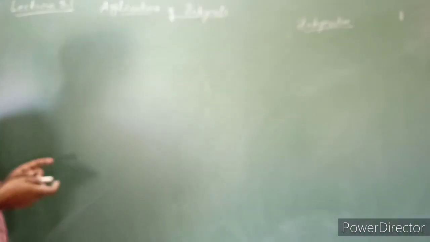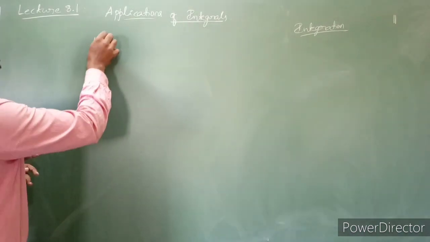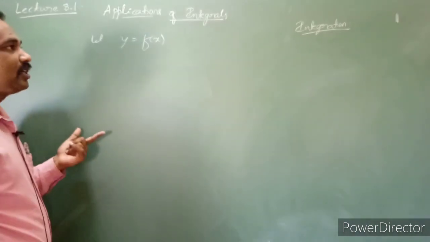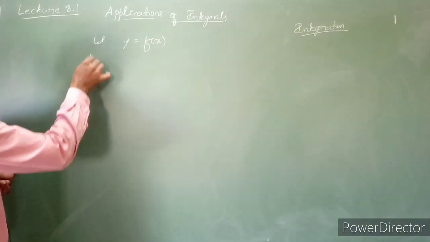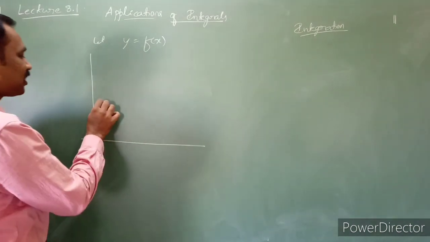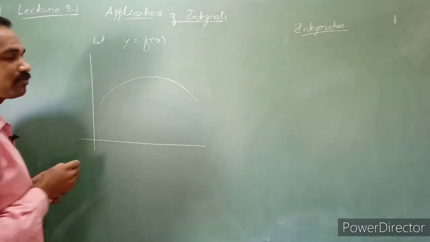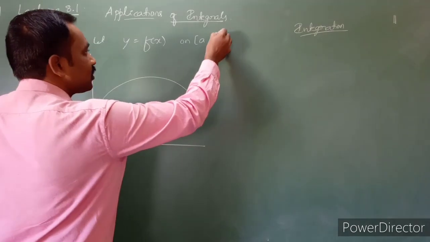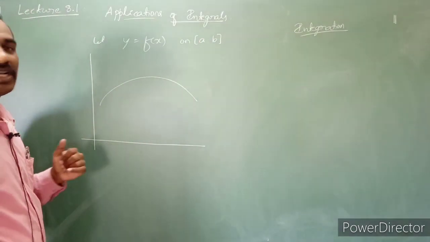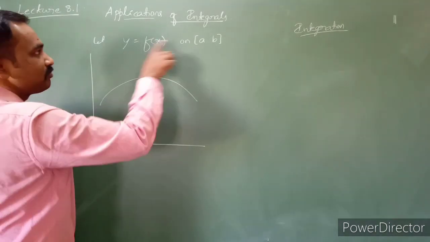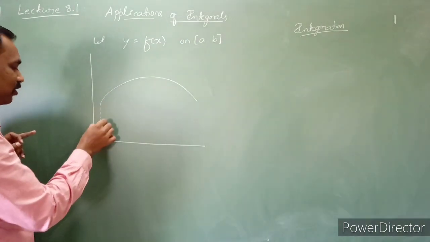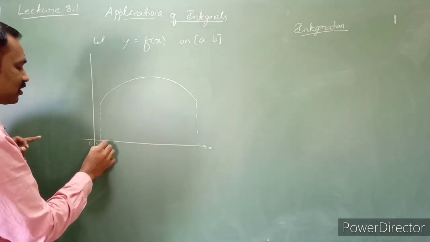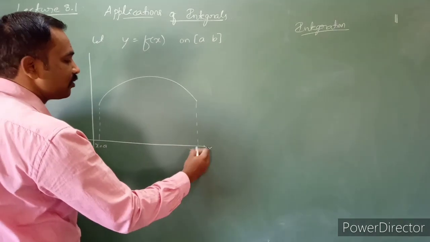For example, let's consider one curve. Let y is equal to f of x be a curve. Suppose the curve is in this manner. I am just generally taking y is equal to f of x as a curve. This curve is defined on a closed interval [a, b]. That means the domain of this function is a to b. This is x is equal to a and this is x is equal to b.